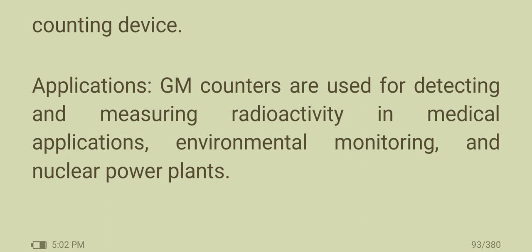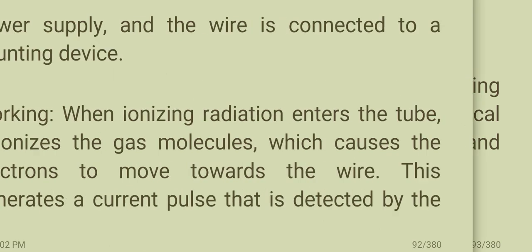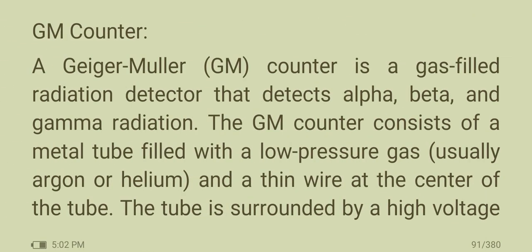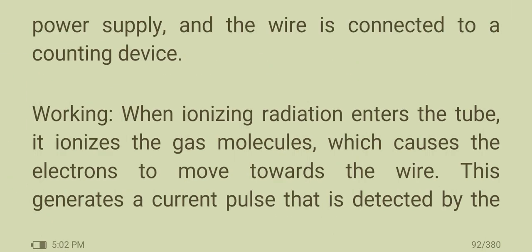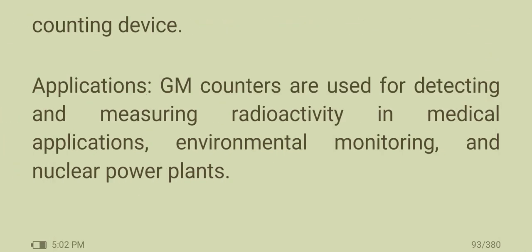The GM counter works like this: there is a metal tube filled with low pressure gas like argon or helium, and there is a thin wire at the center of the tube, and this tube is surrounded by a high voltage power supply. When ionizing radiation enters the tube, it ionizes the gas molecules which causes the electrons to move towards the wire. This generates a current pulse that is detected by the counting device.